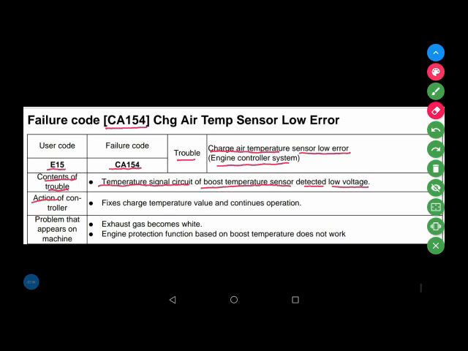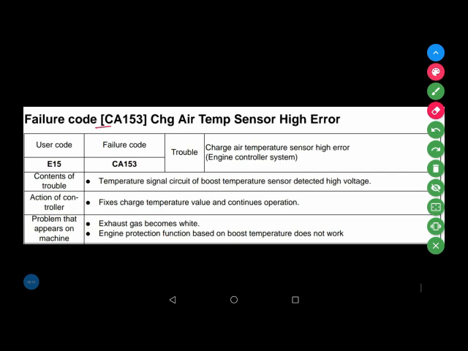And what is the action of the controller? It fixes the charge temperature value and continues operation. And what problem appears on the machine? Exhaust gas becomes white, and the engine protection function based on the boost temperature does not work.